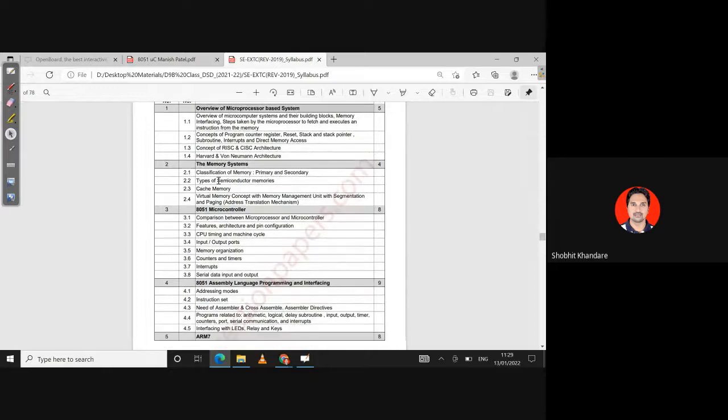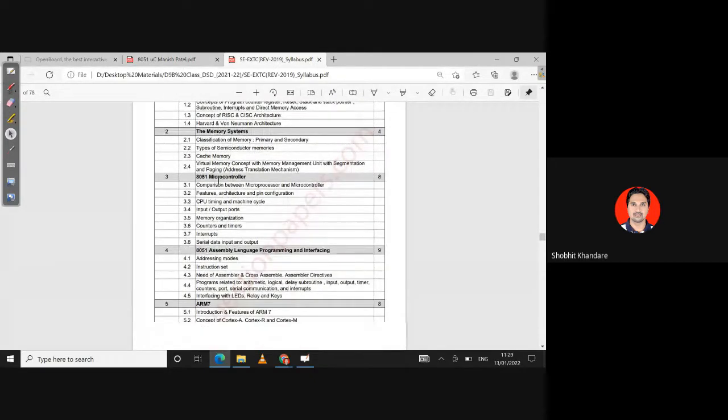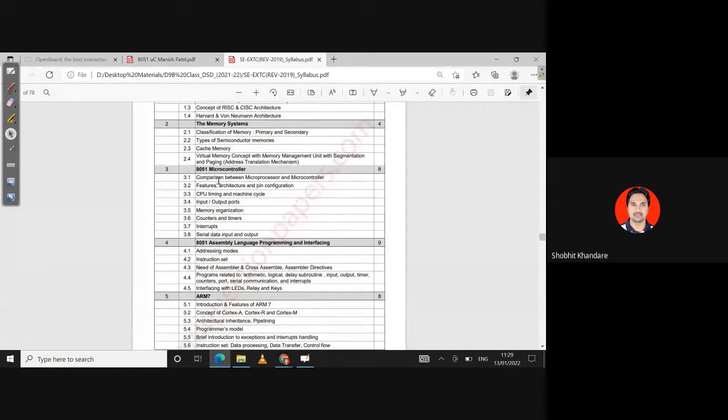So once you understand that, then we will go with the second module, that is the memory system. In the memory system, we'll be able to understand the classification of memory. Primary memory होती है, secondary memory होती है. So we will see what is the primary and the secondary memory. The types of semiconductor memories.